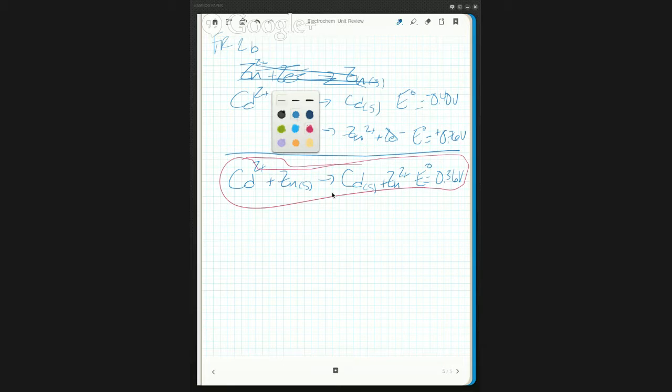Okay, now we're on to 2D. Oh, I don't even see a 2D. What the heck?